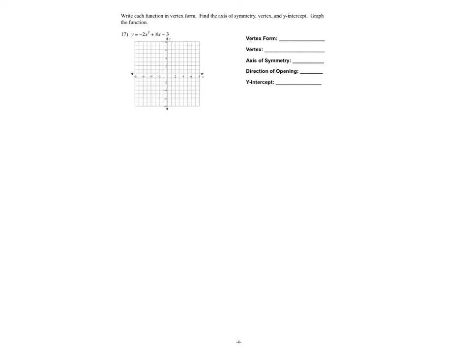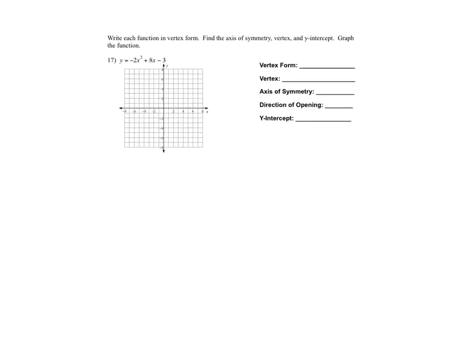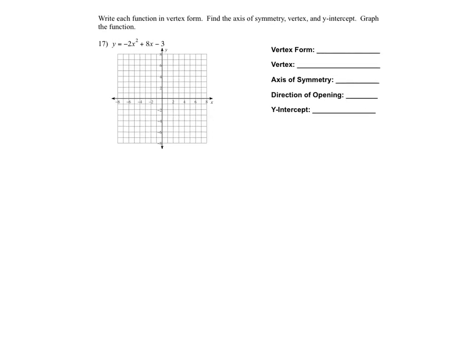All right, and lastly, we're going to talk about vertex form. So we are given our equation in our y= form. So the first thing that we can determine is our direction of opening and our y-intercept. So remember, our y-intercept is that c value, so in this case is -3. Our direction of opening is going to be down, all right, because our a term is negative. So if our a is positive, we're opening up. If our a is negative, we're opening down. And in this case, we see we have that -2 there.